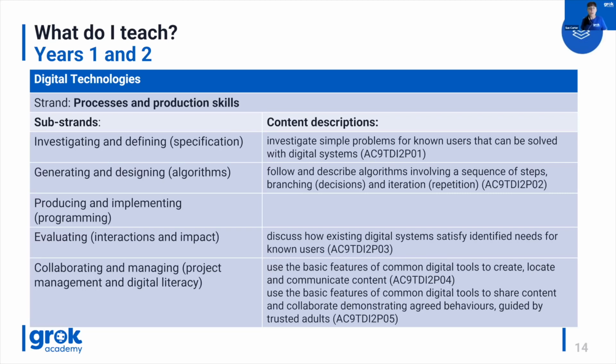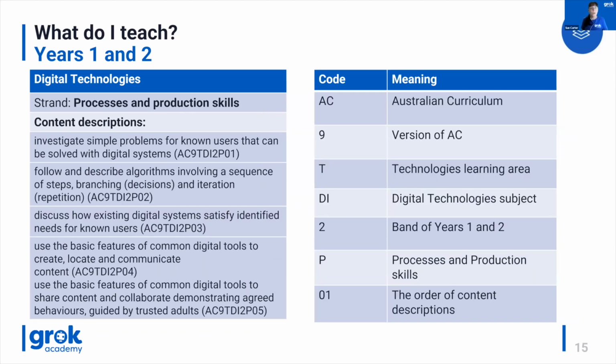At this point, I'd also like to draw to your attention some curriculum codes that are next to each content description, as it's important for us to develop our curriculum literacy. AC, that refers to Australian curriculum. The number next to that is 9, and that's referring to version 9 of our Australian curriculum. After that, you'll see the letter T, and that's referring to the technologies learning area. And that's followed by DI, and that's the digital technologies subject.